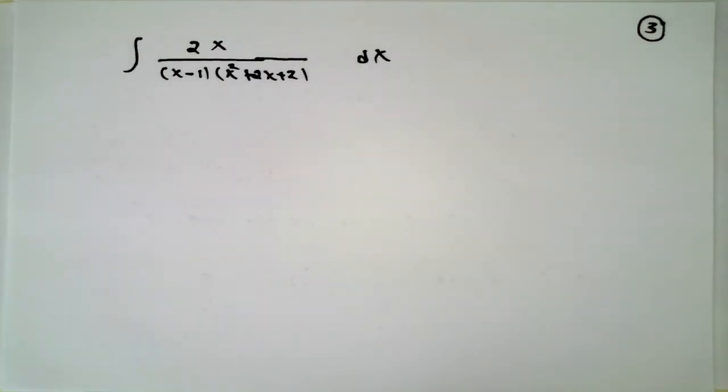As an example of this kind of thing, I want to look at the integral of 2x over x minus 1 multiplied by x squared plus 2x plus 2. On the bottom of the fraction, obviously, I do have a distinct linear factor in the x minus 1, but I have to investigate what goes on with x squared plus 2x plus 2. If I can write that as two distinct linear factors, then we're back in the previous case.